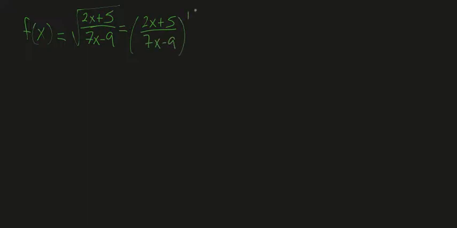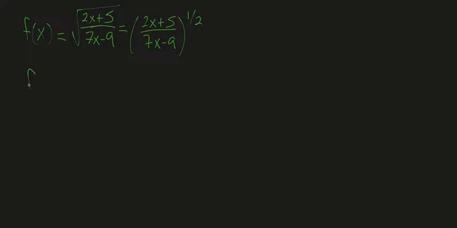The next function that we will be working with is f of x equals the square root of (2x plus 5) over (7x minus 9). We can rewrite this square root as (2x plus 5 over 7x minus 9) to the power of half. Square root is the same thing as to the half power.